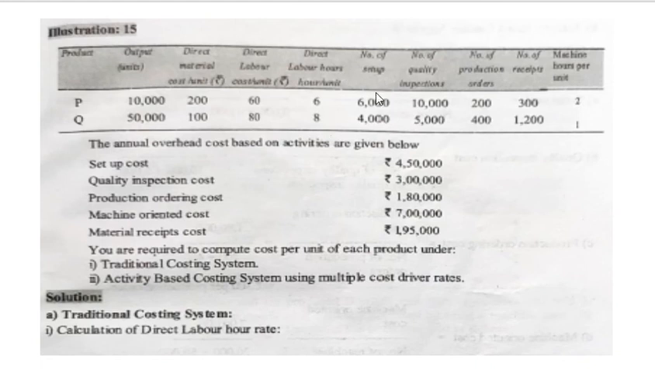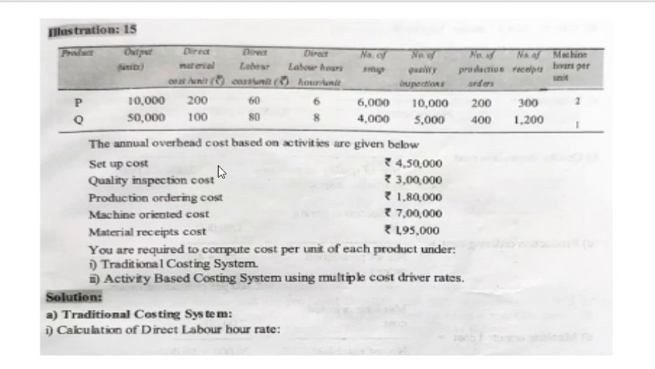Next is the number of setups, which is 6,000 and 4,000. Number of quality inspections, which is 10,000 and 5,000. Number of production orders, which is 200 and 400. Number of receipts, I'm sorry, 300 and 1,200. Next, machine hours per unit is 2 and 1.